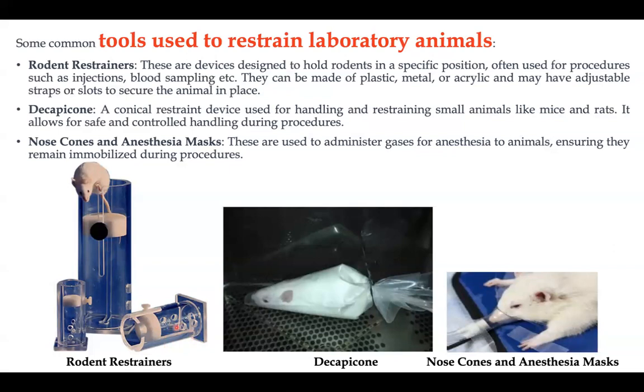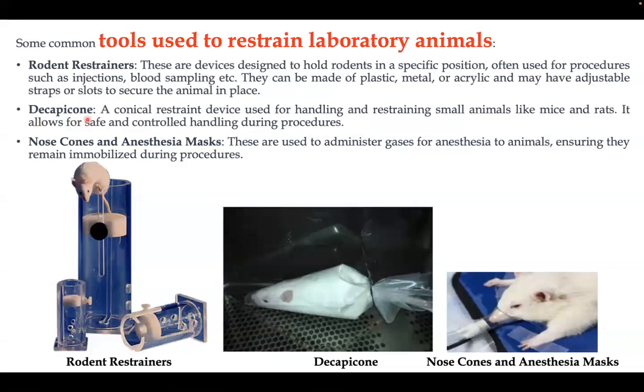So this type of equipment is called a rodent restrainer. These are devices designed to hold rodents in a specific position, often used for procedures such as injections, blood sampling, etc., as we mentioned, through these holes. They can be made of plastic, metal, or acrylic, and may have adjustable straps or slats to secure the animal in place.